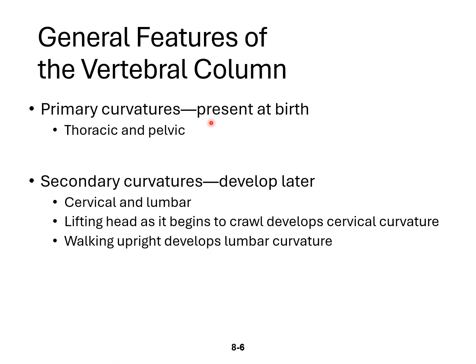So primary curvature at birth, secondary curvature develops later. This begins by lifting the head when you start to crawl, and the cervical curvature starts to make that C shape. And then it gets even more developed when you start walking upright.